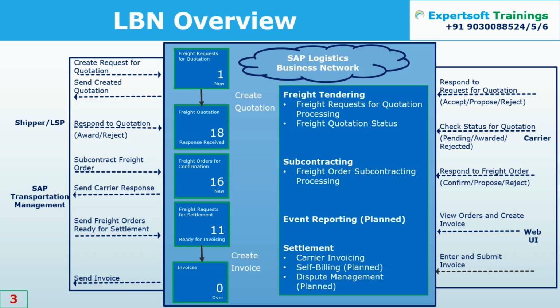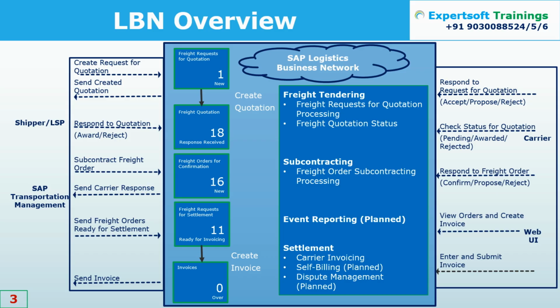SAP gives a full PDF pager to those carriers who are going to be onboarded, and once the onboarding process is completed, from the TM side it is just sending the documents, which are received by the carrier, and then the carrier responds to it. So you will not have the luxury to do any type of development or enhancement within the LBN portal because it's a cloud-based solution where SAP handles all those enhancements and configurations.